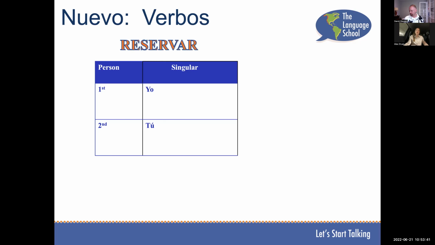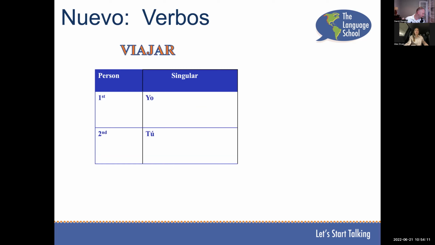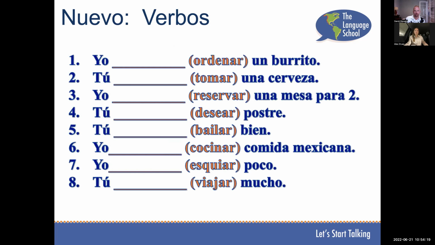Reservar. Yo reservo. Tú reservas. Bailar. Yo bailo. Tú bailas. Cocinar. Yo cocino. Tú cocinas. Esquiar. Yo esquío. Tú esquías. Viajar. Yo viajo. Tú viajas.